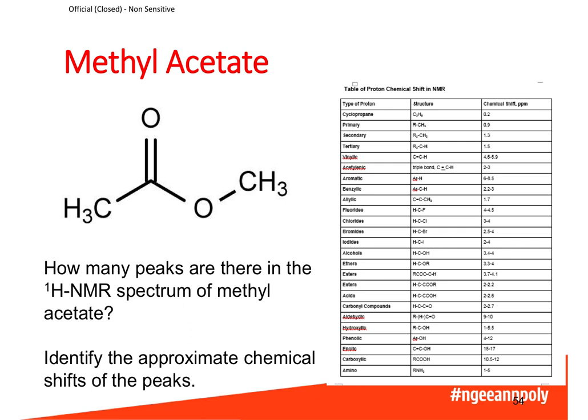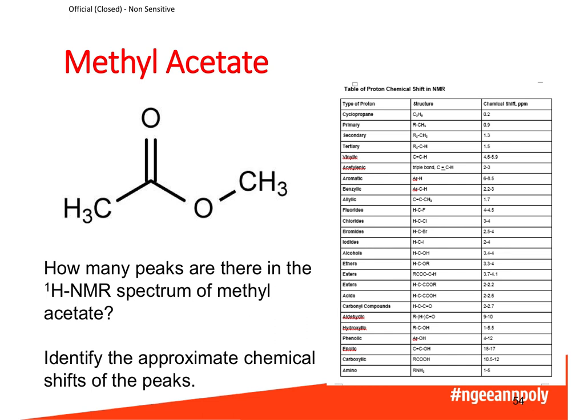Now let's take a look at the chemical structure of a compound, methyl acetate. Looking at the structure of the compound, how many peaks do you think will appear in the proton NMR spectrum of methyl acetate? Refer to the table of proton chemical shifts in NMR and identify the approximate chemical shifts of the peaks. Press pause to think through this question yourself, then press play to continue with the answer.